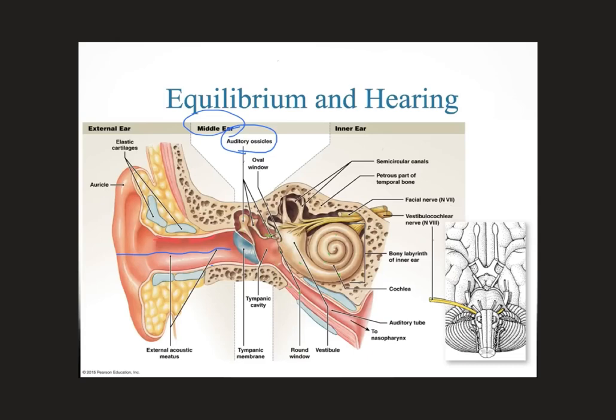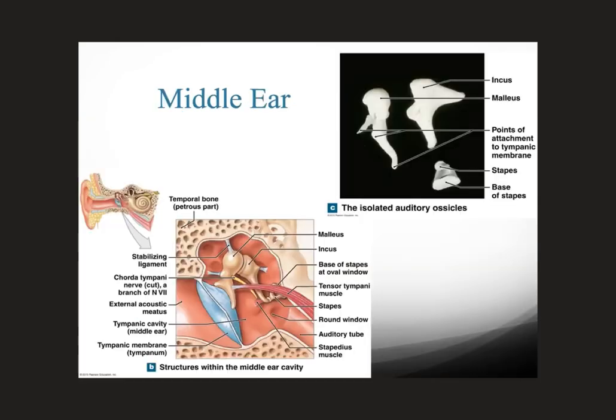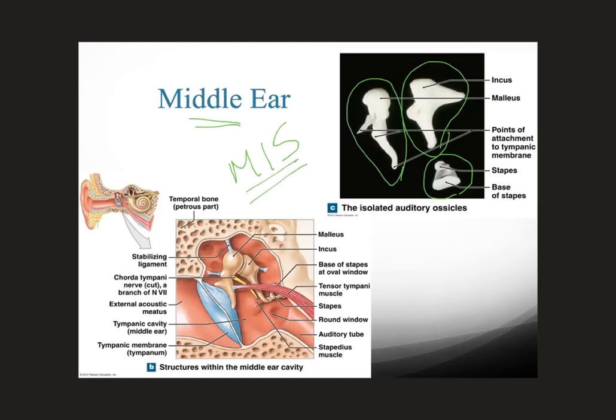On the next slide, we can see a little bit better the middle ear ossicles. So here you're going to have your malleus, which is your first one. Then you're going to have your incus, which is your second one. And the last one is your stapes, which looks like a little bell. So if you think of MIS, then you won't forget the order of these middle ear ossicles, or your auditory ossicles.